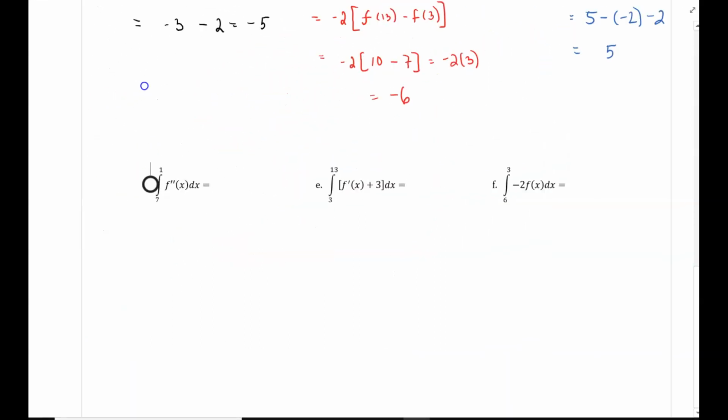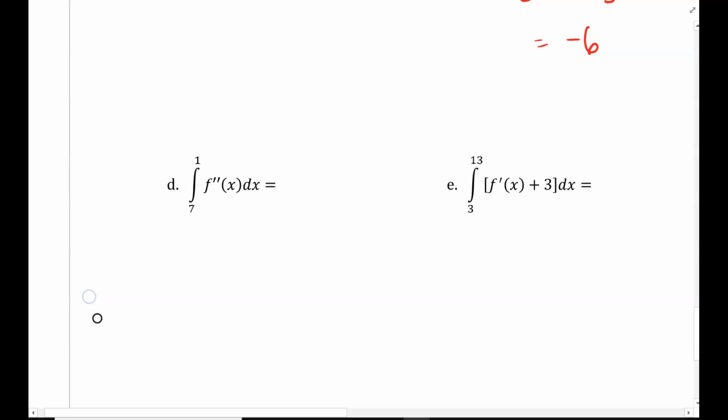All right, about 3 more examples here. Let's go ahead and look at D. The integral from 7 to 1 of f double prime of x. Here, you start to get the feel for these problems. I'm going to correct my limits. I have f double prime of x dx. So when I integrate, that's going to be f prime of x. And I'm going to subtract: f prime of 7 minus f prime of 1.